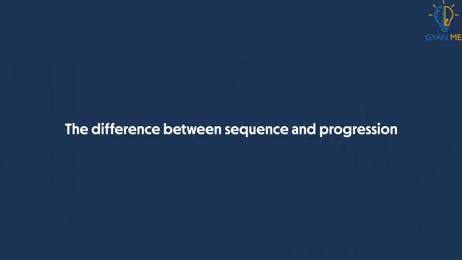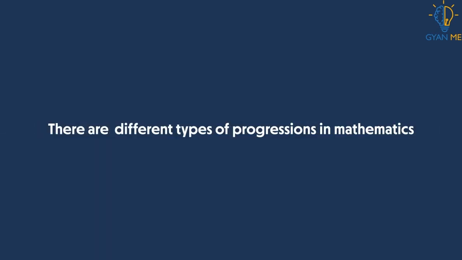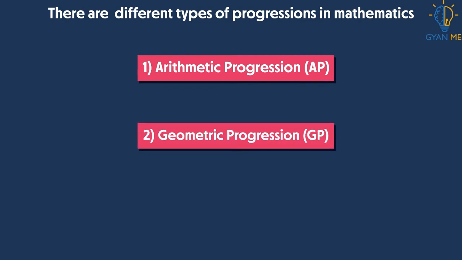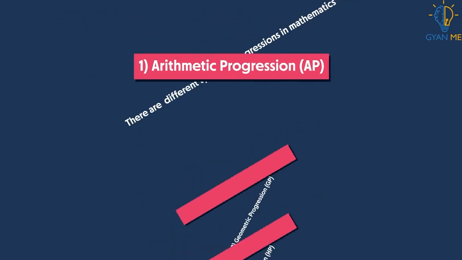Now students, since we have understood the difference between sequence and progression, there are different types of progressions in mathematics. They are arithmetic progression, geometric progression, and harmonic progression.